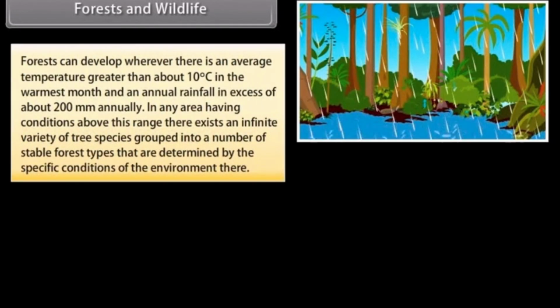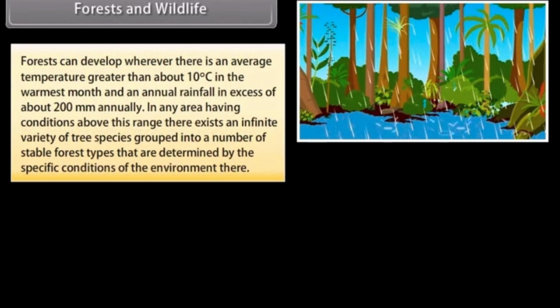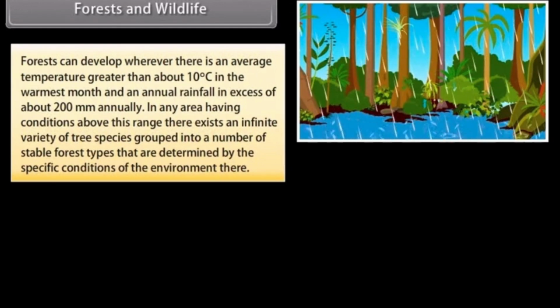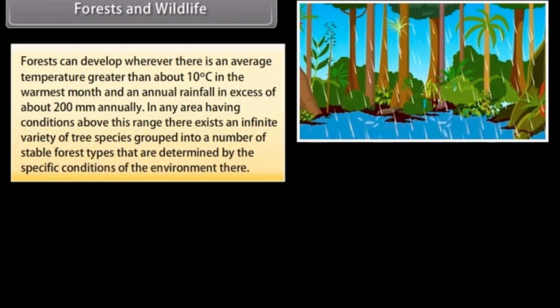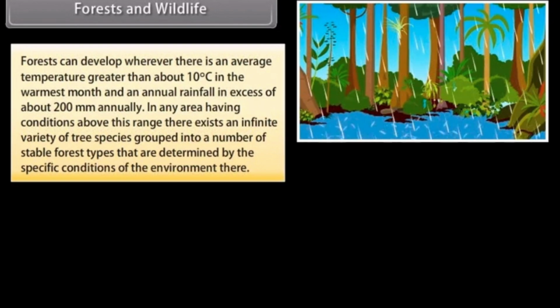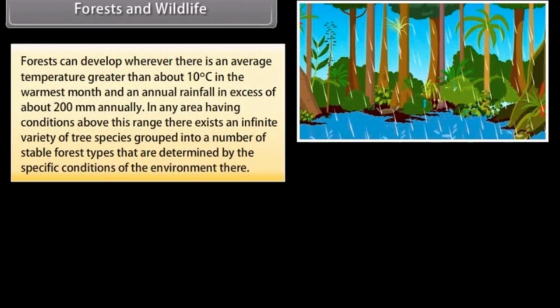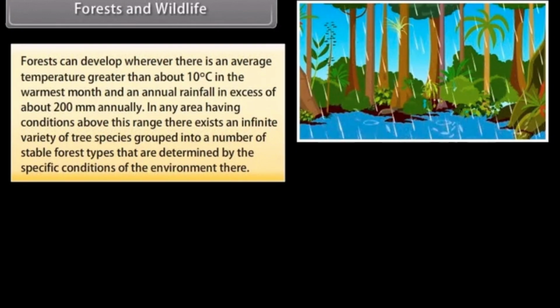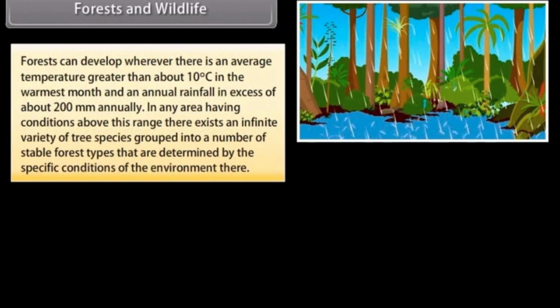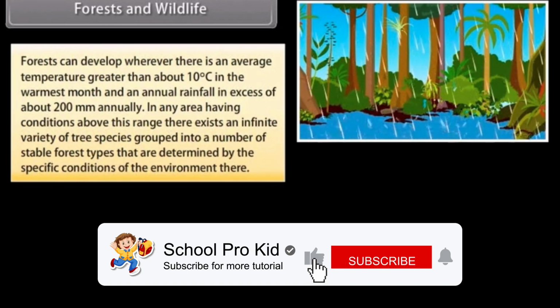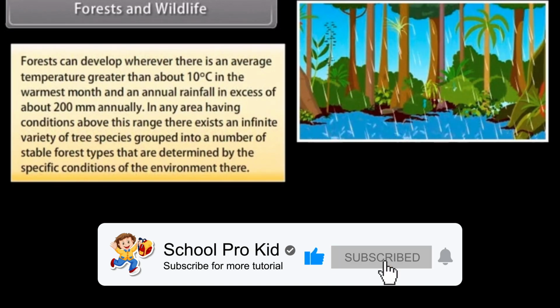Forests can develop wherever there is an average temperature greater than about 10 degrees Celsius in the warmest month and an annual rainfall in excess of about 200 mm annually. In any area having conditions above this range, there exists an infinite variety of tree species grouped into a number of stable forest types that are determined by the specific conditions of the environment there.